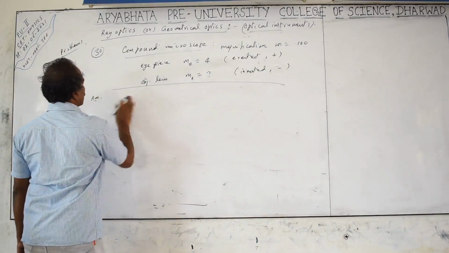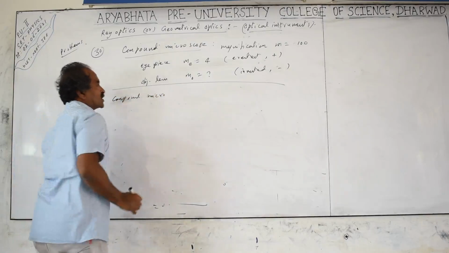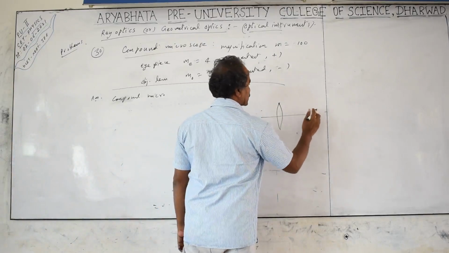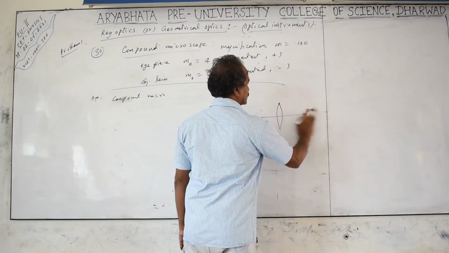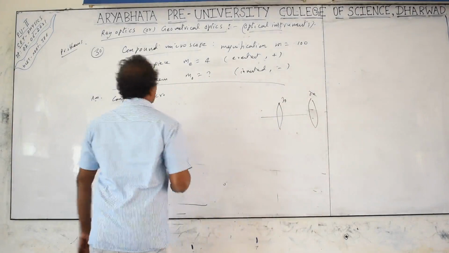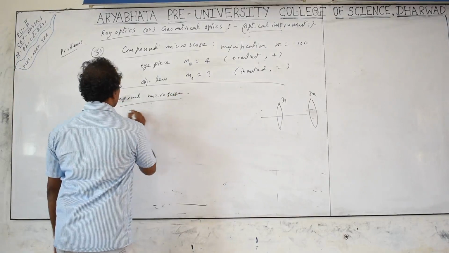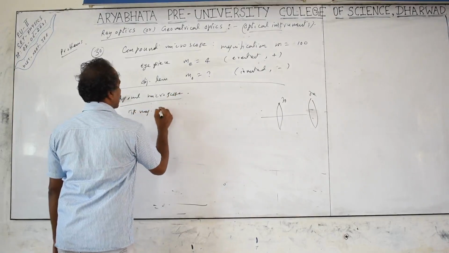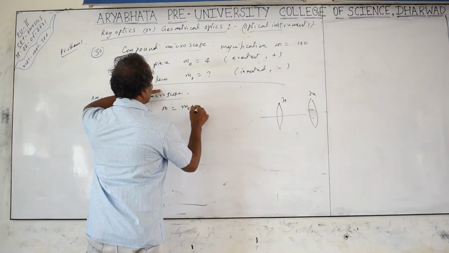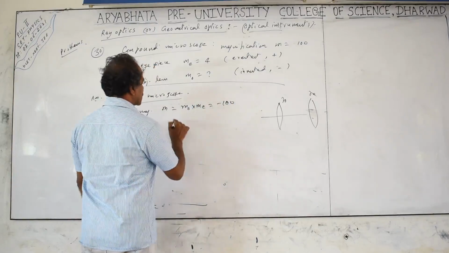Answer. A compound microscope has two lenses. One towards the object is called the object lens, and the one towards the eye is called the eye lens, with focal lengths FO and FE. Total magnification M equals MO into ME, which is given as minus 100 because the final image is inverted.